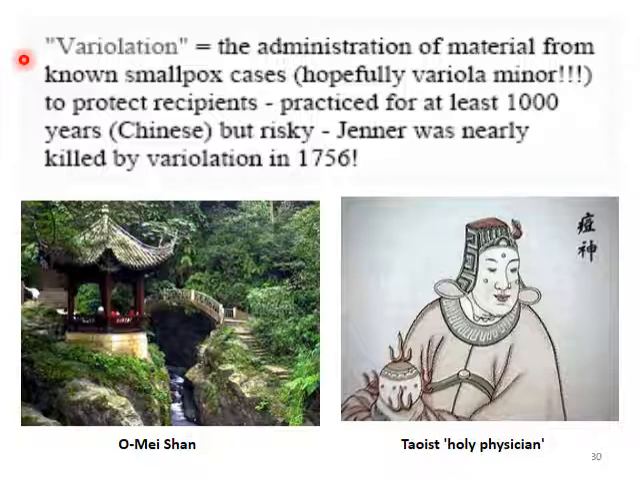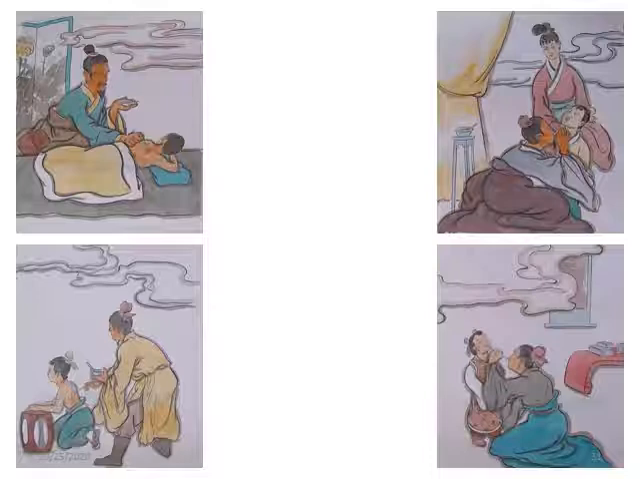Variolation was the first attempt at providing artificial immunity against smallpox. In this process, skin scraping of a smallpox patient was taken and then inoculated into a healthy individual. This practice was done for at least 1000 years in China as well as in India, but obviously it was risky. These are the pictures of variolation where you can see the healthy individuals being inoculated with skin scraping material from the smallpox patients.